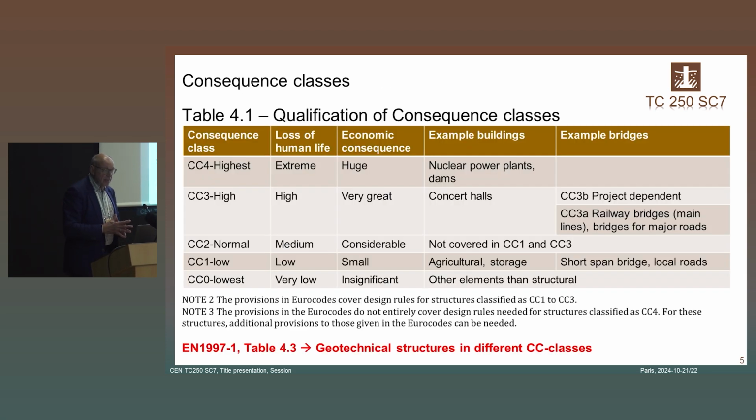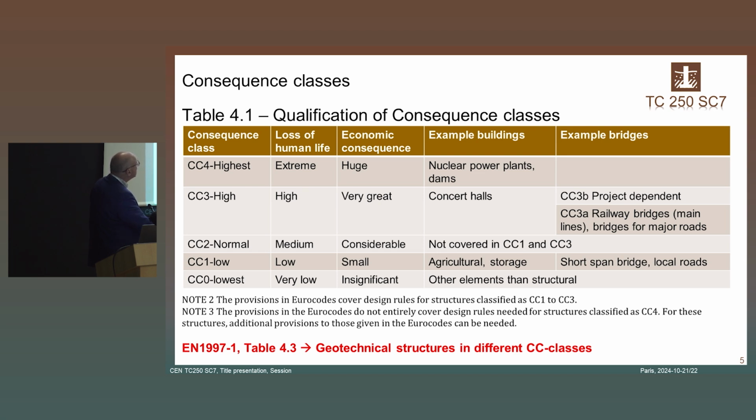Consequence classes. I think this table has been shown before. We have the classes CC0 up to CC4, the highest consequence. The description is a bit poor. I think loss of human life: extreme, high, medium, low, and very low, and economic consequences huge to small. And then there are some examples in the buildings.